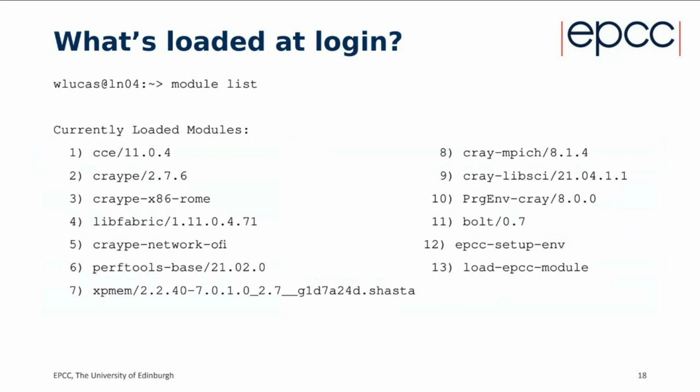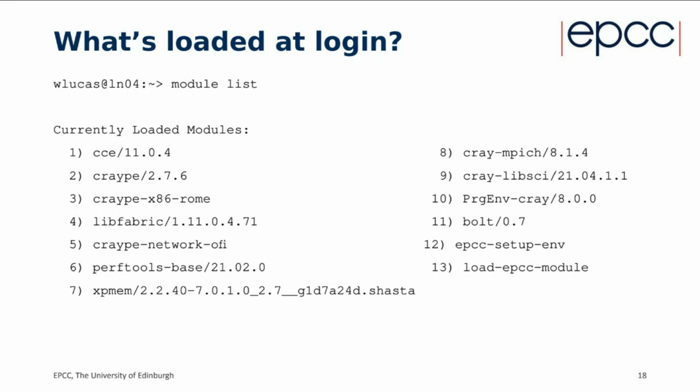So what's loaded at login? This is just me fresh from logging in. I've done nothing else. Here I am still on login node 04. If I run module list, then the module commands will run, and it will just give me this output here, and it will tell me that I've got, well, these 13 currently loaded modules, which is actually quite a lot. If you've used maybe some other non-Cray HPC systems before, some other non-Cray clusters, you might log in and find that you have no modules loaded.